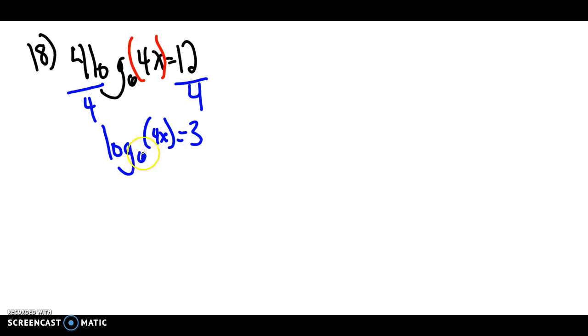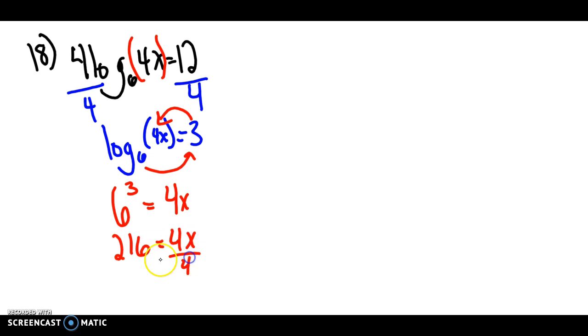Since my log is now isolated, I can convert it to exponential form. The base is 6, the exponent is 3, and it equals 4x. 6 cubed is 216. And then to solve for x, I'm going to divide by 4. So x equals 54.